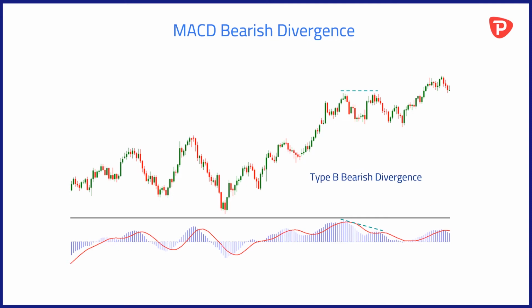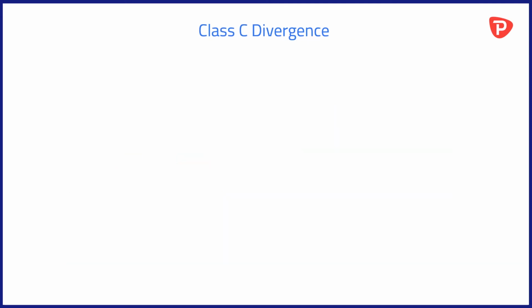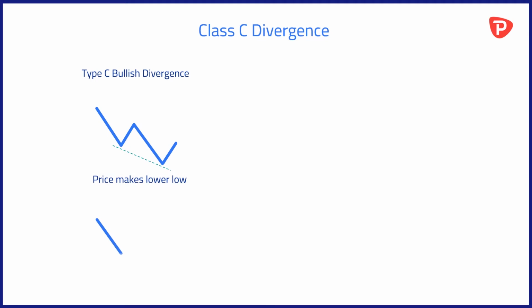The final type of divergence is Class C divergence, as we can see with the examples on the screen. Class C bullish divergence occurs when price makes a lower trough and the indicator makes an equal trough. In a healthy market trend, the indicator would have also made a lower trough at the same time price did.